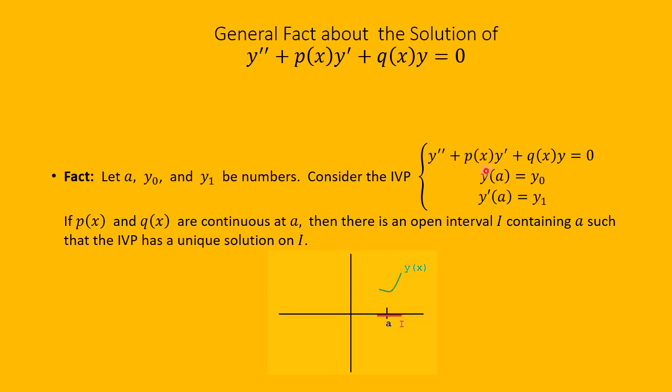If we look at this equation, we notice that there are two functions of x here, p(x) and q(x), explicitly in this differential equation. If p(x) and q(x) are both continuous at that number a, then there is an open interval I containing the number a such that the initial value problem has a unique solution on I.